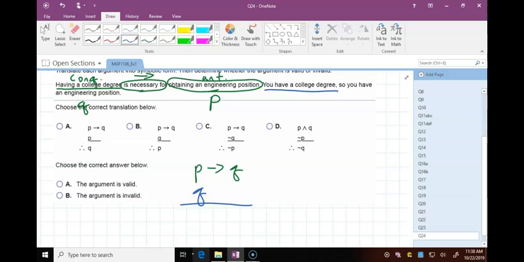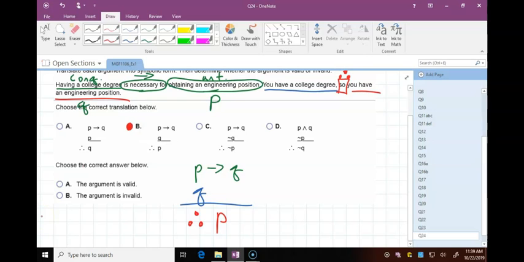And now, this word so for us represents the therefore. So that's what's going to go under our line. And then it says you have an engineering position. So that matches the antecedent up here, which is what we called the P. So here's what you have. And so if you're looking at your multiple choice and you're going across, this is the one that they wanted you to mark.